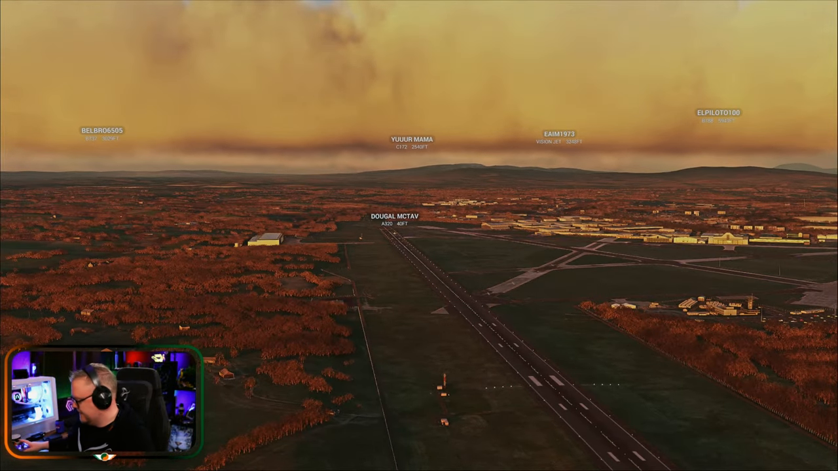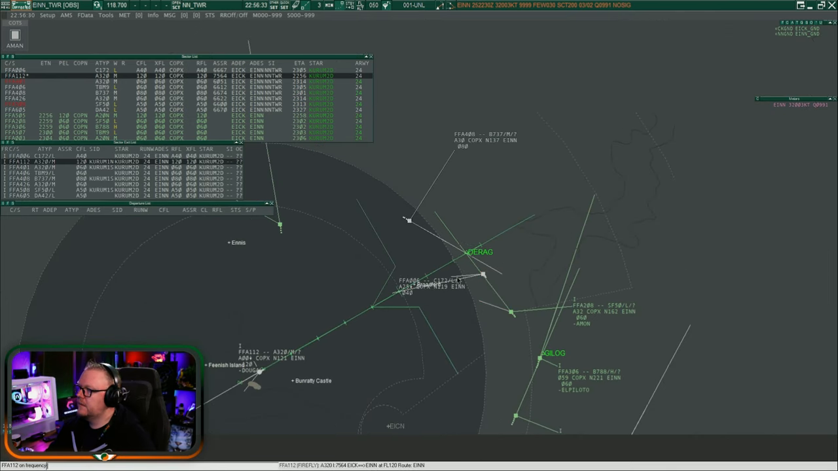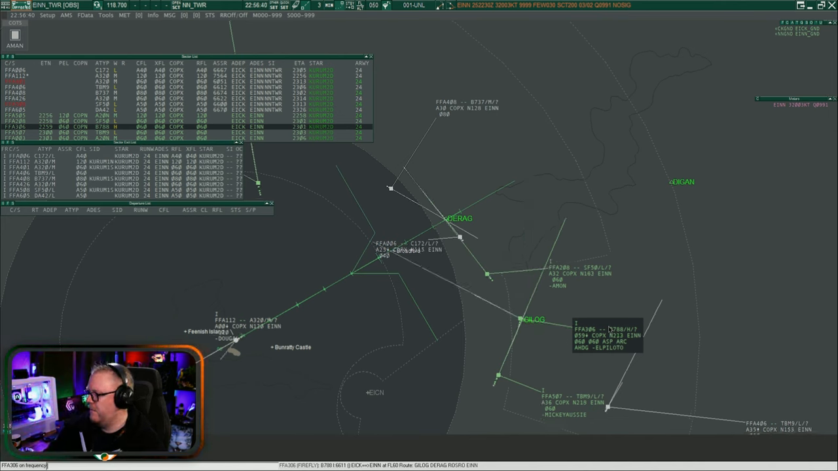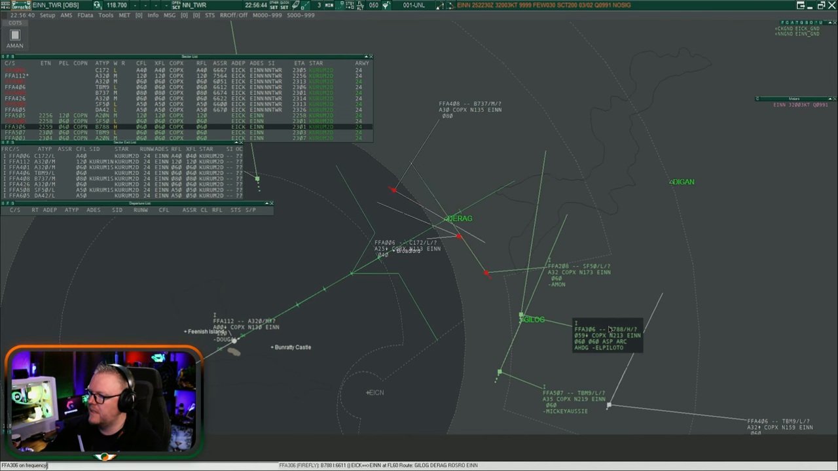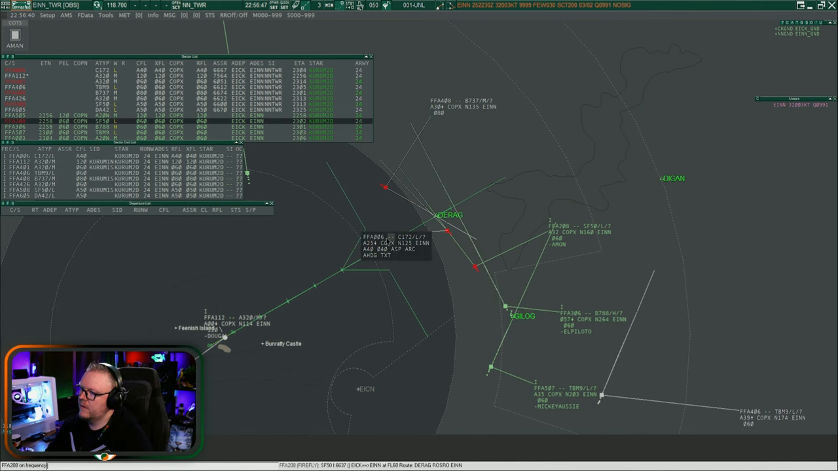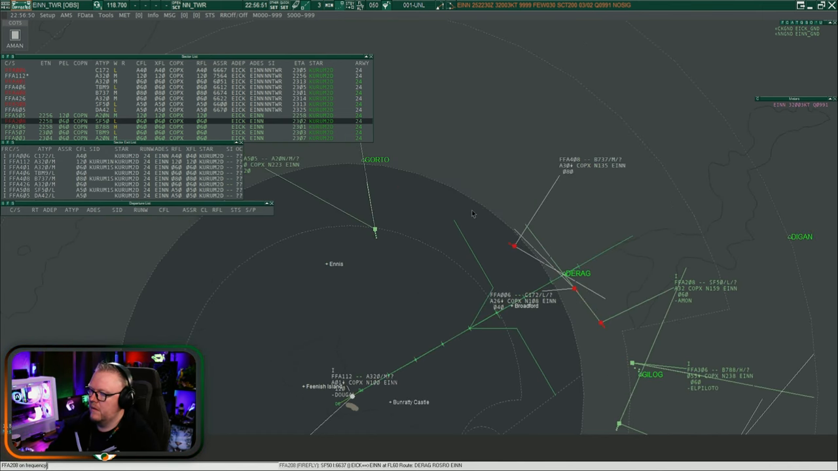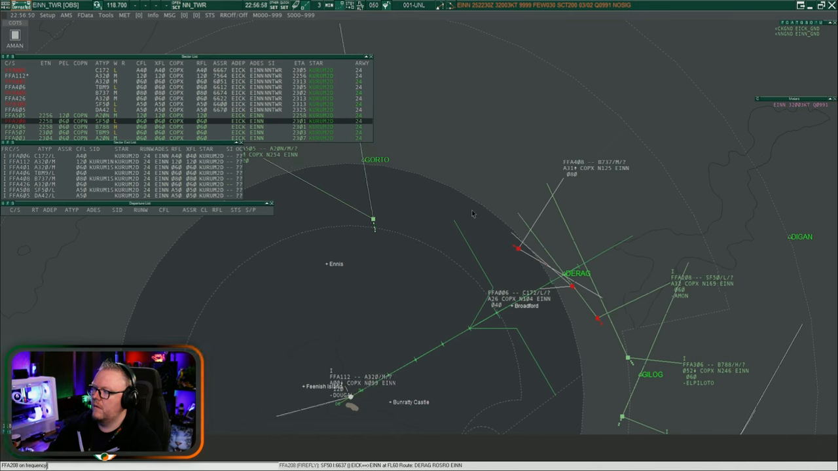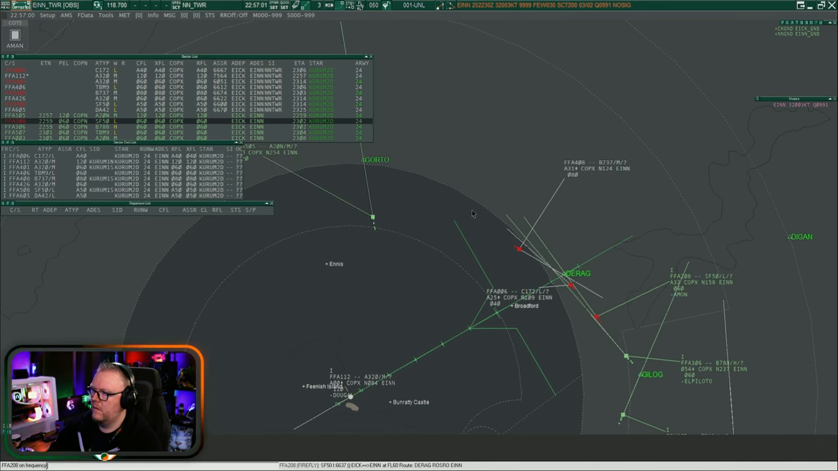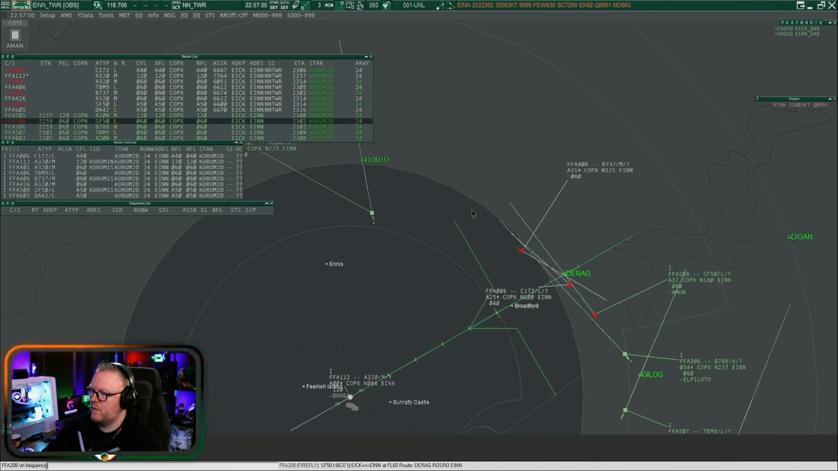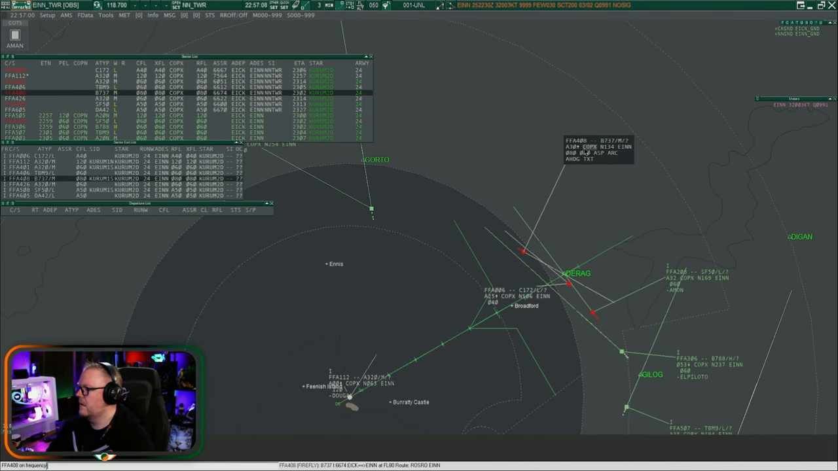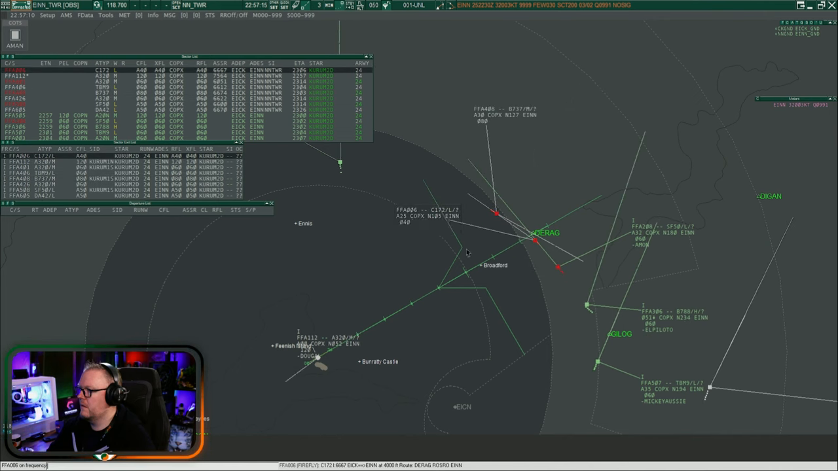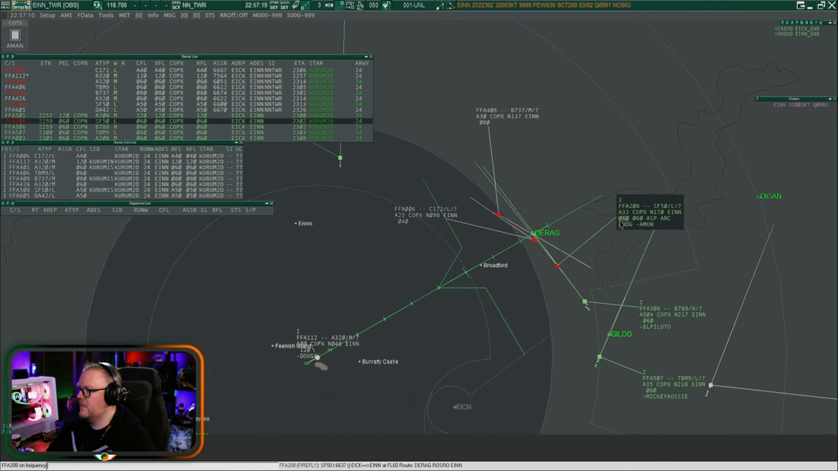Tower, Firefly 306 over Gillock, inbound 6,000, descending 3,000. 306 over Gillock. Firefly 306, roger. Continue approach, report when established on the localizer. Firefly 505, just approaching Gorto at 4,000 feet, landing to ILS runway 24. Firefly 505, direct DRAG, report when established on the ILS. Going direct to DRAG, calling back when established on ILS. Oh, this is shocking close. 505. This is going to be a mess.